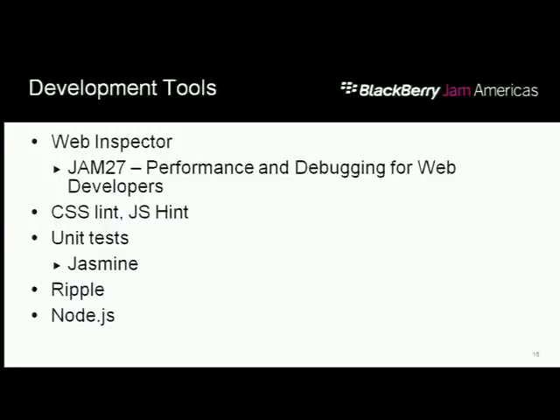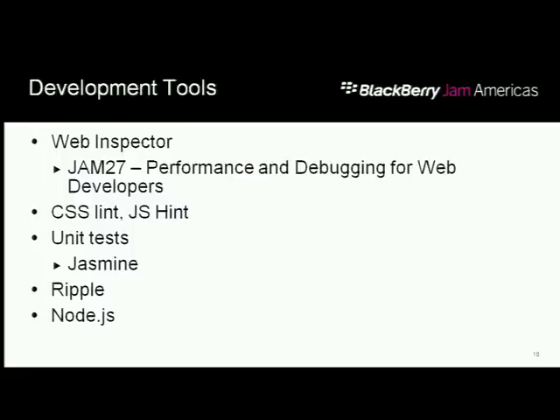Then we use CSS Lint and JSHint. These are basically syntax checkers, and they look for some bad practices in JavaScript and CSS. We run these on commit so that we can catch potential issues before somebody actually runs it on a device. So this is very helpful to us.